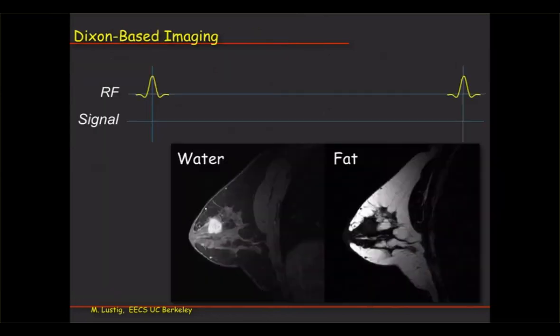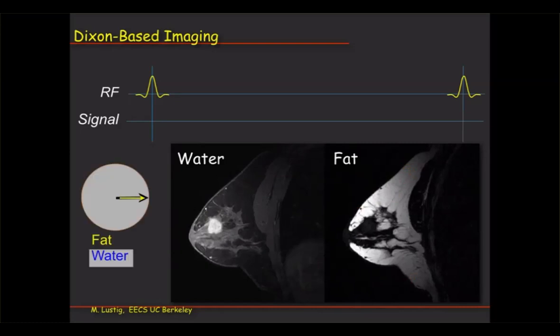So this is an example of a breast image, and this is actually a post-contrast acquisition. You could see here there's actually a tumor, and the tumor is enhanced because of the contrast. So it's a T1 shortening, and this is the fat image, and you see how bright the fat is, and it actually can obscure your ability to see the tissue. So it's really important to be able to separate between fat and water.